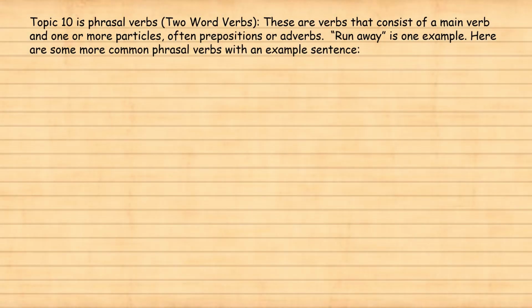Topic 10 is phrasal verbs, two-word verbs. These are verbs that consist of a main verb and one or more particles, often prepositions or adverbs. Run away is one example. Here are some more common phrasal verbs with an example sentence.